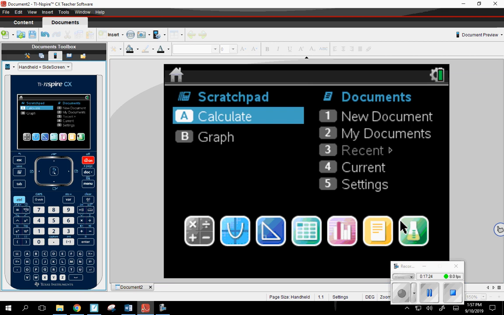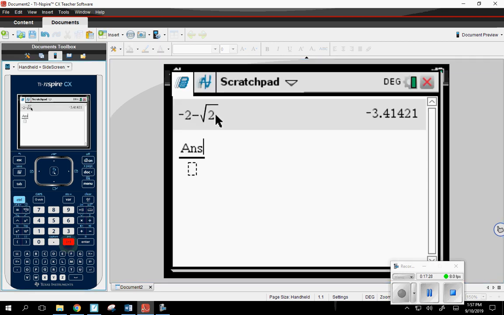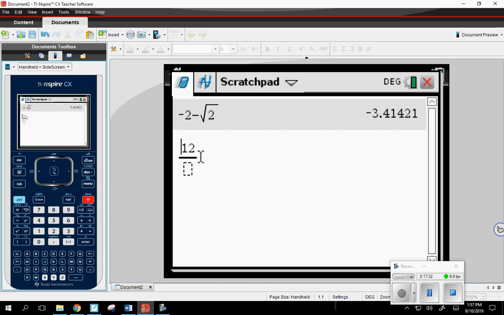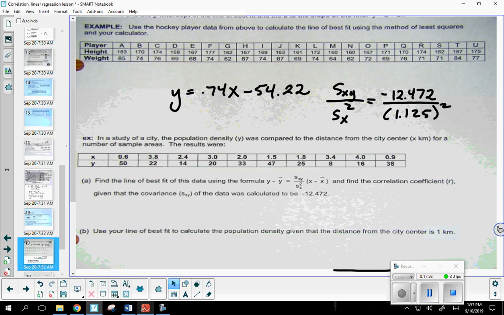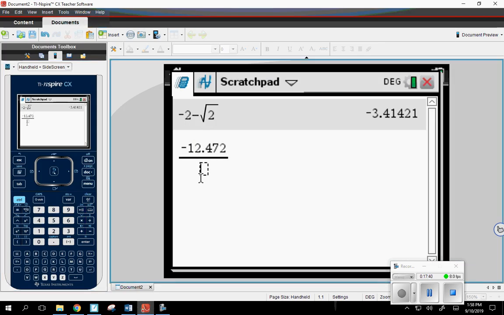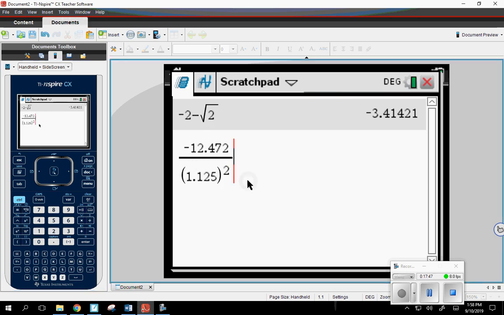Let me go back home, calculate. All right, control divide. Negative 12.472, and I want to divide that by 1.125 squared. Okay.